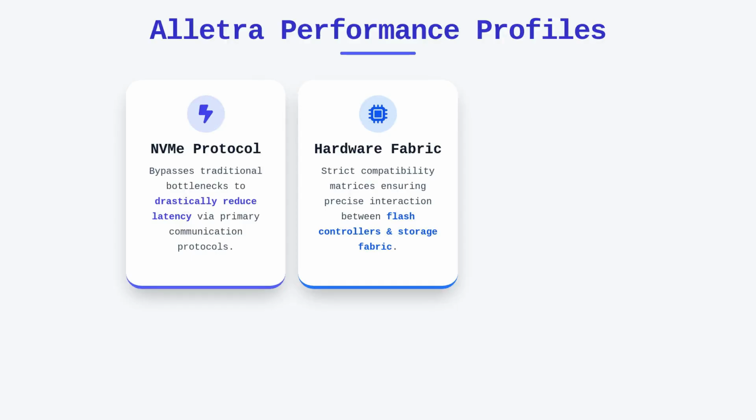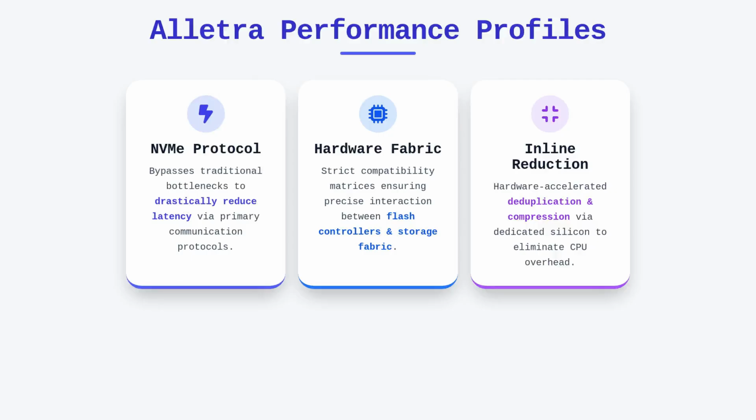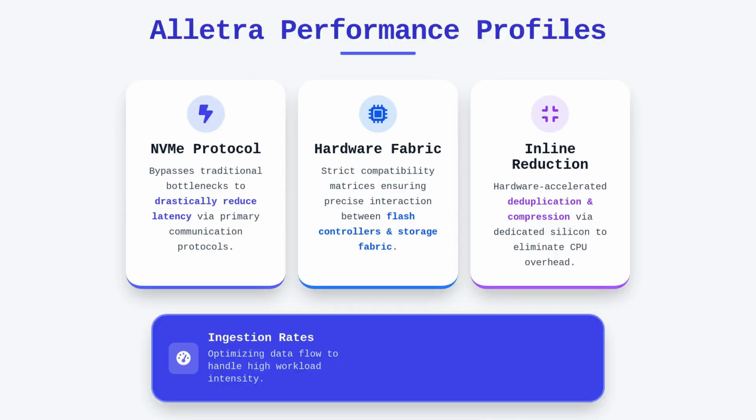You should familiarize yourself with the deduplication and compression engines, as these are not just optional features, but are hardware-accelerated components integrated directly into the data path. In these architectures, data reduction occurs in-line, meaning the processor overhead is minimized through dedicated silicon, ensuring that storage density does not come at the cost of input or output performance. When configuring these environments, you must account for the specific ingestion rates and the cache allocation heuristics to ensure that the storage fabric can handle the expected workload intensity.